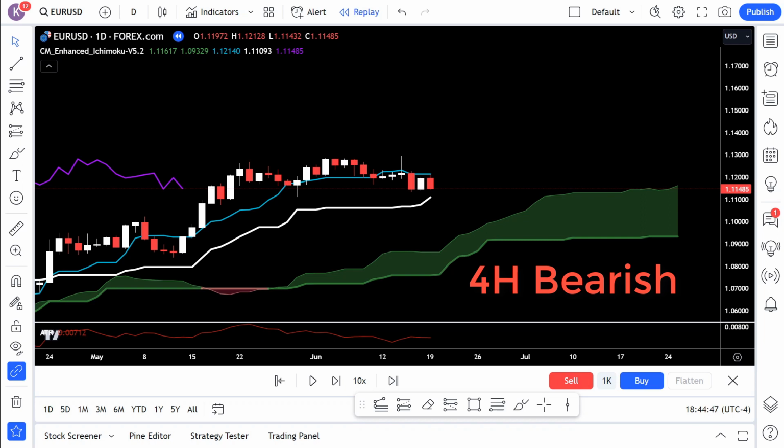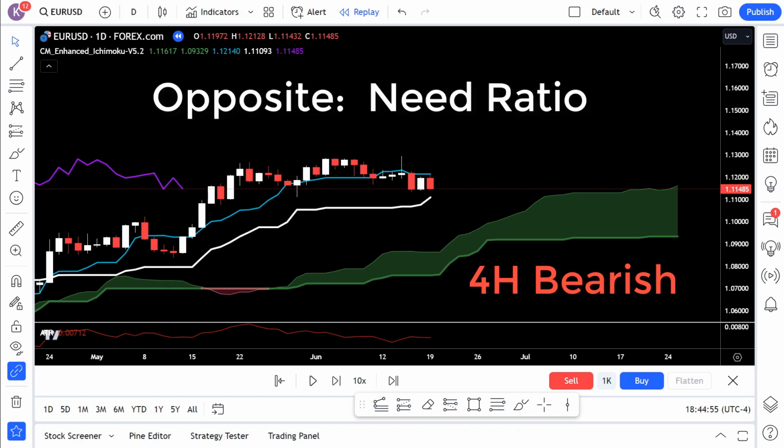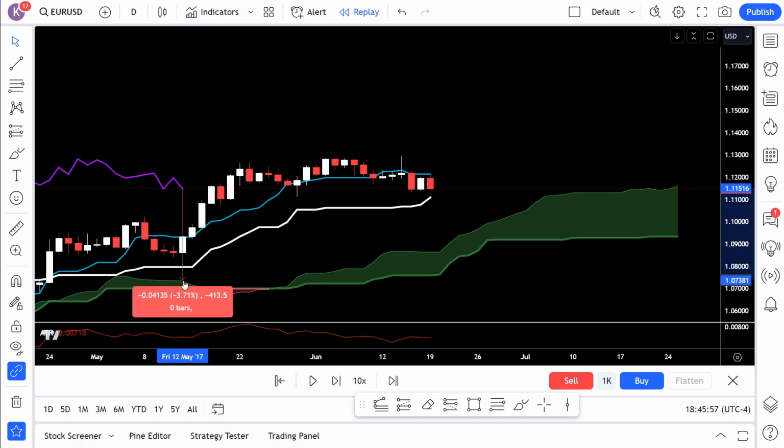First thing to notice is on the 4-hour, we're going short, but the lagging on the daily is above the cloud. So this is an opposite signal. When we have conflicting signals, it's important to know how close we are to the cloud. So on the daily, we're 0.04135 or 413 pips away.